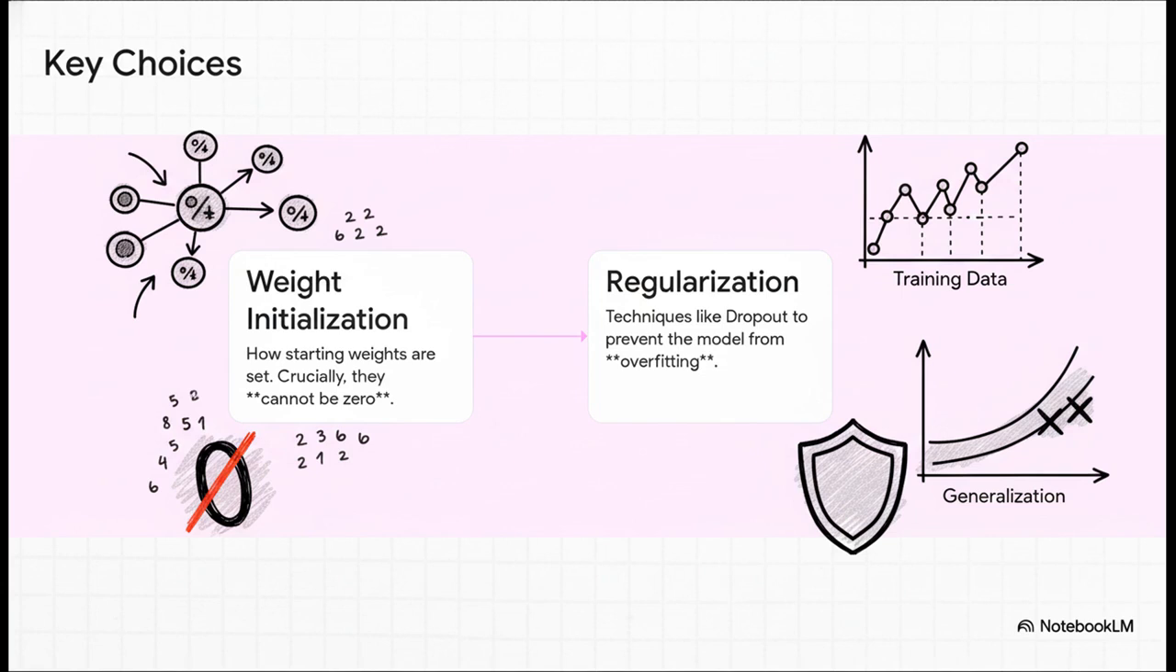First is weight initialization. This is all about how you set the initial connection strengths. The key rule? Never, ever start them all at 0. If you do, the network just won't learn. The other is regularization. This is a set of techniques, like dropout, that you use to stop your model from cheating by just memorizing the training data. It forces the model to learn real, general patterns.